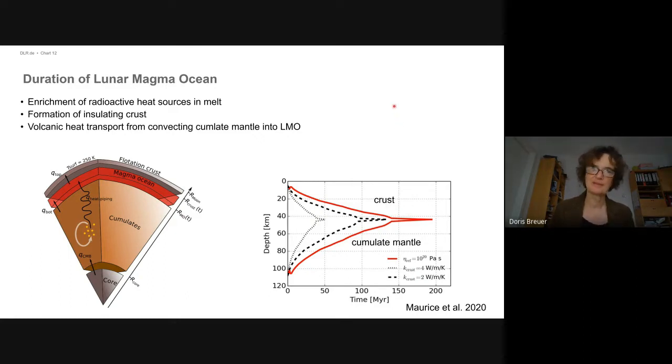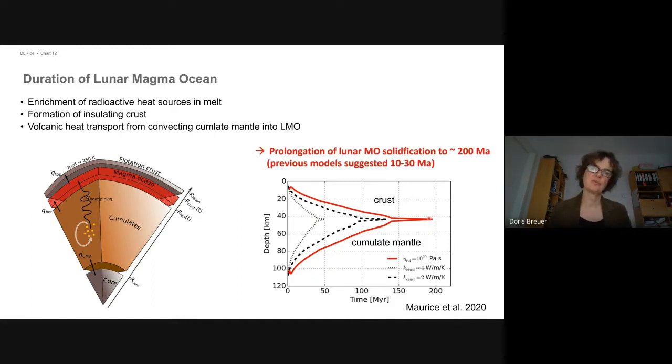And on top of that, you can imagine when the duration is already long, during that time the mantle starts to convect. And when it convects, because the temperature is already very high, it easily generates melt due to that convecting process, because we bring material up where it starts to melt. And this volcanic heat transport brings heat into the magma ocean and further prolongs the magma ocean solidification. And for this specific model, it ended after 200 million years.